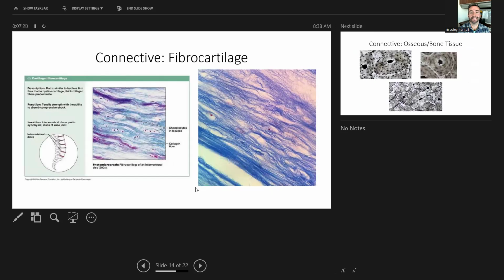The last type of cartilage is fibrocartilage. And so fibrocartilage still has our tiny little D-shaped chondrocytes, but now it's inundated with many, many fibers. And that's why it's called fibrocartilage. We find fibrocartilage in those intervertebral discs between each of our vertebrae. And again, they have to withstand quite a bit of compaction as well with the weight of our body, our upper body.